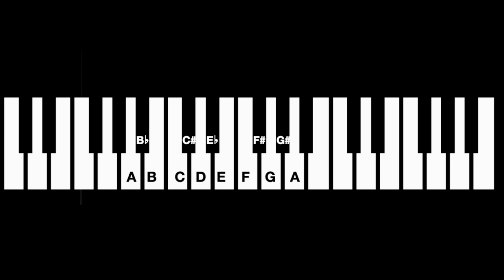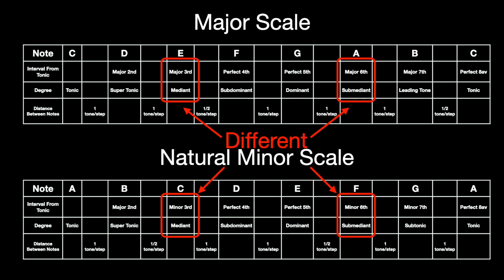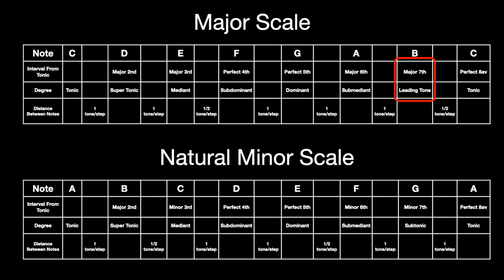Now, in the previous video, we looked at the structure of the major and natural minor scales. These two scales share the intervals and functions of the 2nd, 4th, and 5th degrees, but they don't share those features of the 3rd and 6th degrees. These 2 degrees provide the distinctive major-minor characteristics. But the leading tone quality of the 7th degree in the major scale is missing in the natural minor scale.